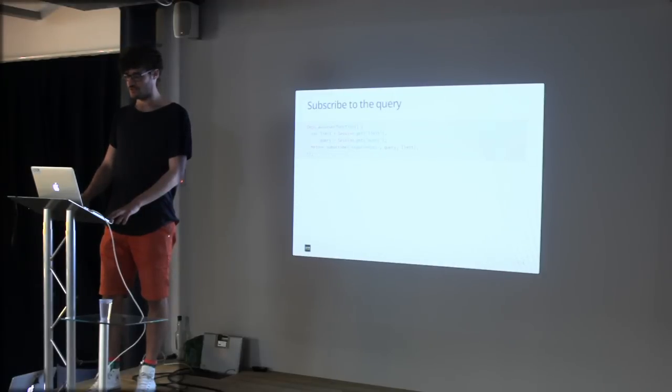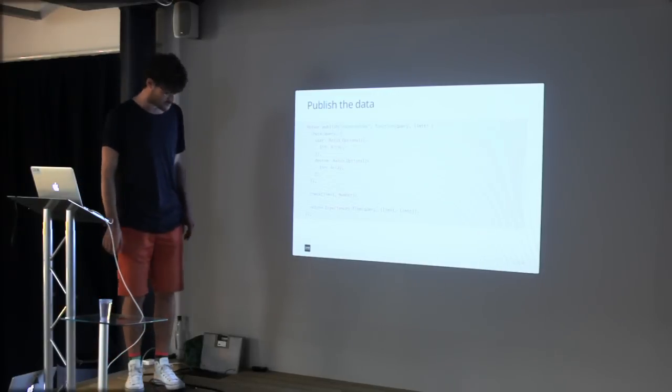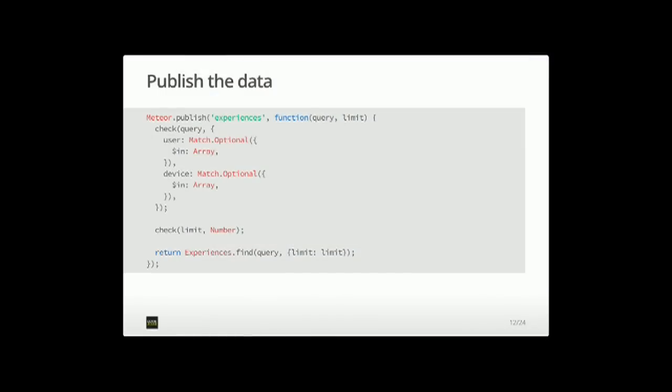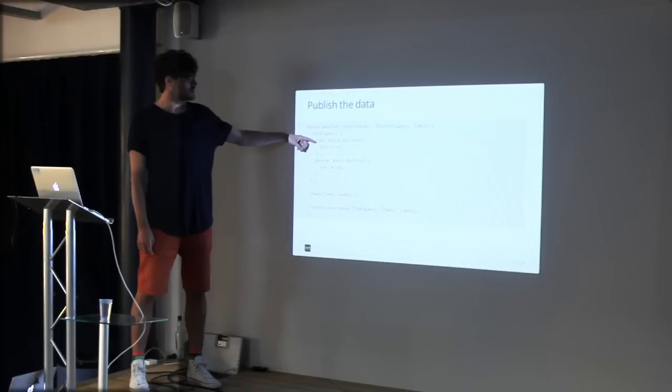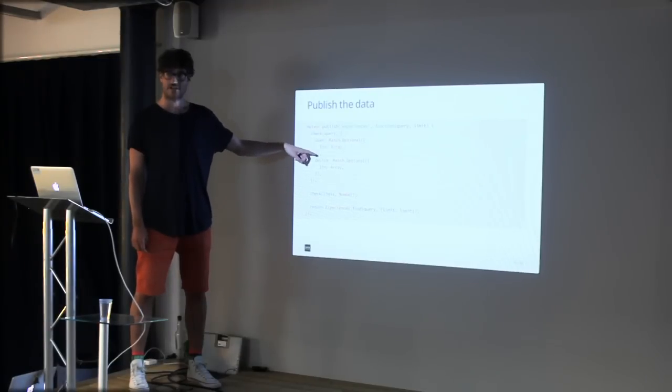Okay, so we subscribe to this new query, and we also update our publication function on the server to accept the query and also the limit that we're still sending. And good practice in Meteor is, whenever the client is sending you stuff, you should check that it's actually what's expected of the client to send. So this is this neat check method that Meteor exposes. That says, hey, if the query contains a user value, it should be an object like this, and if it contains a device key, it should be an object like this.